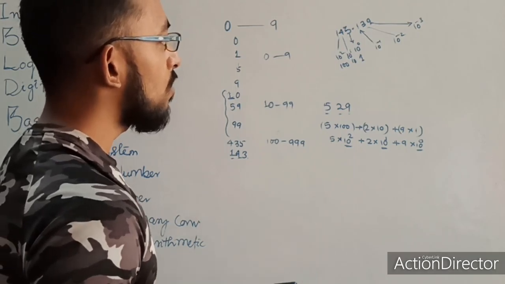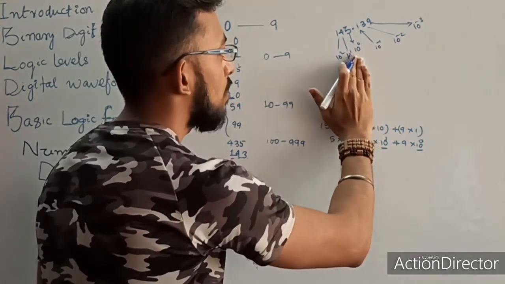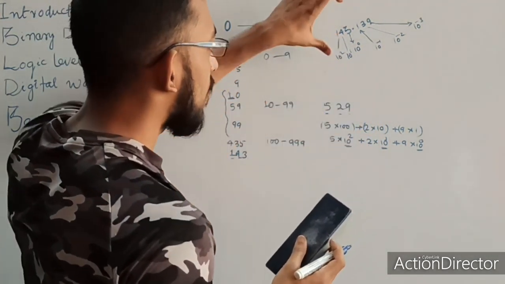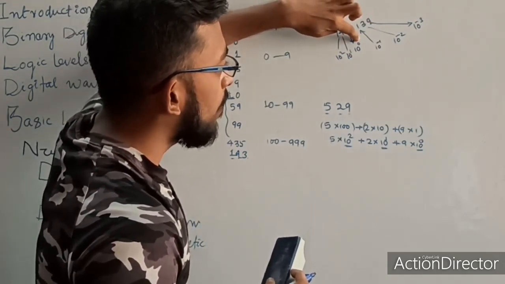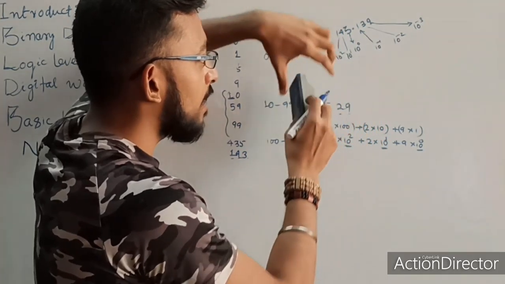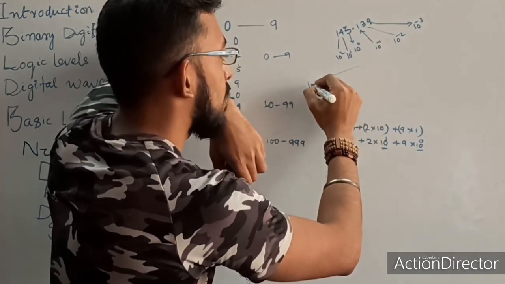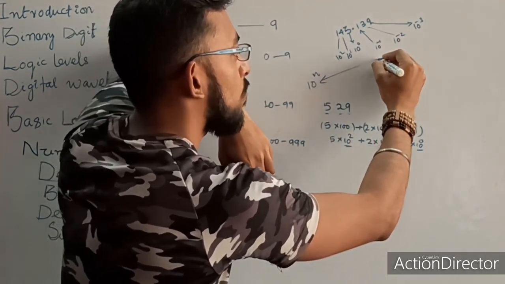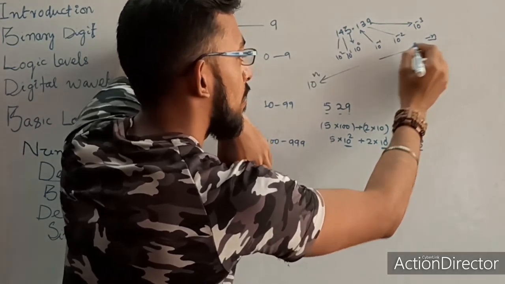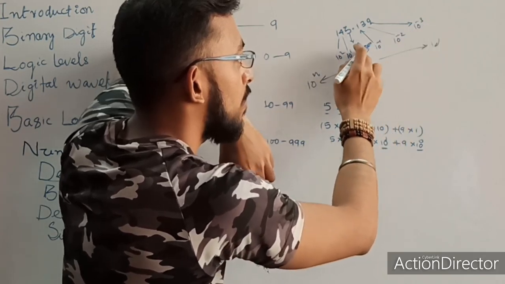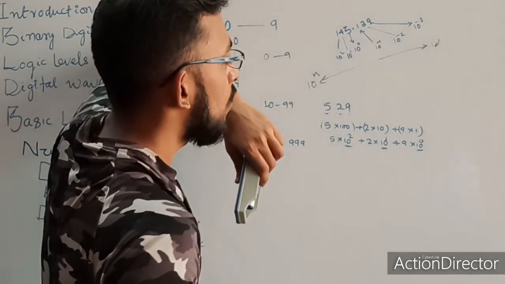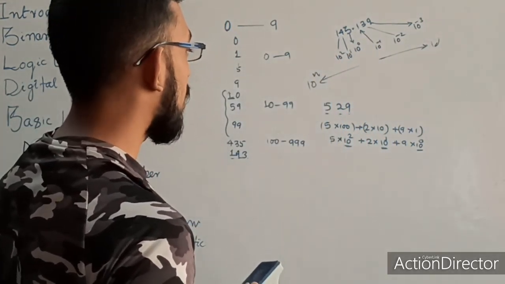So you see, these are the weights of the different digits in the decimal number system: 10 power 0, 10 power 1, 10 power 2, and in this way I have to increase the power of 10. On the other side, I have to decrease the power of 10. Here you can see it is decreasing: minus 1, minus 2, minus 3. Here it is increasing: 0, 1, 2, 3. So this is the decimal number system.